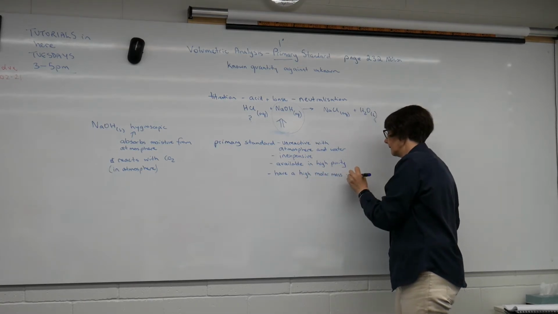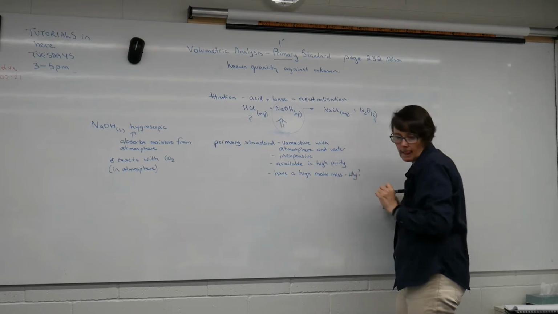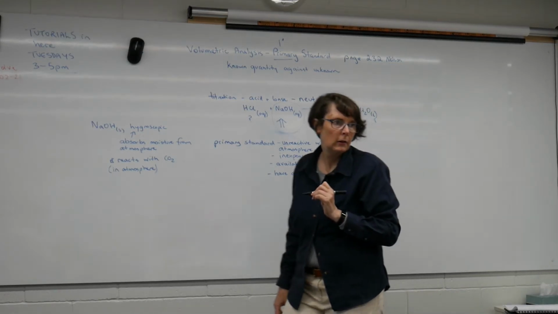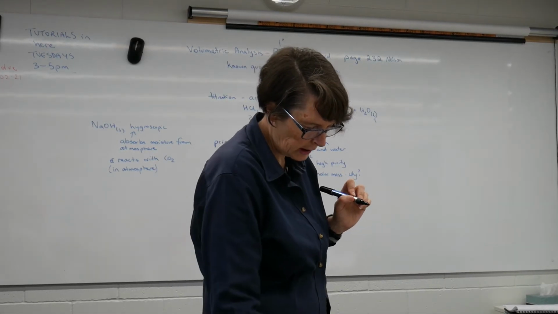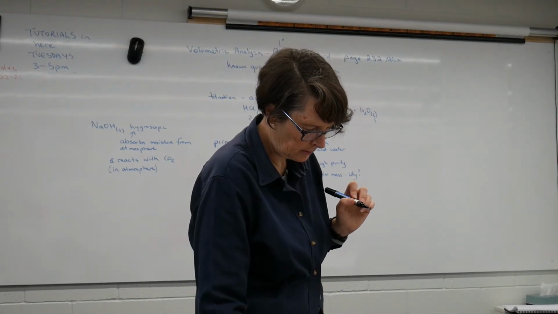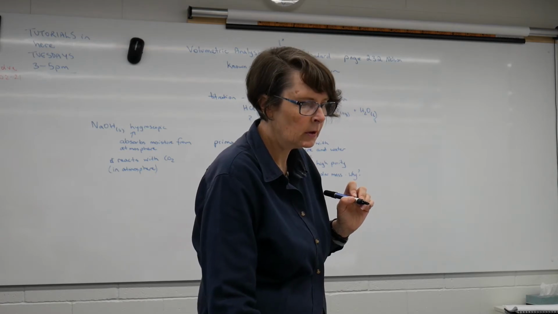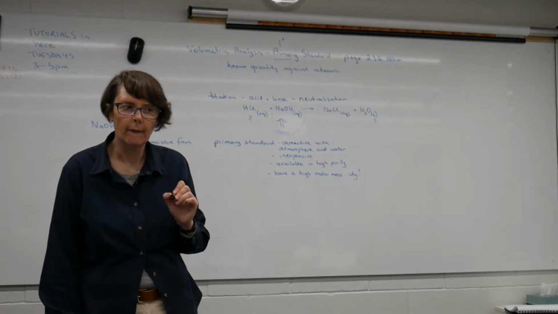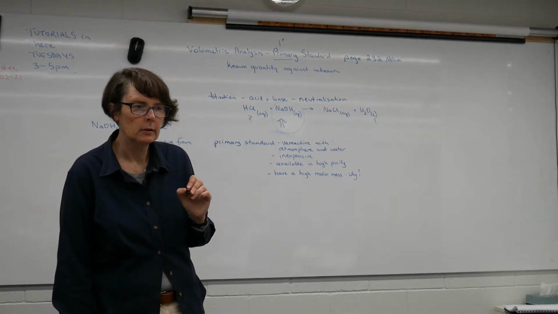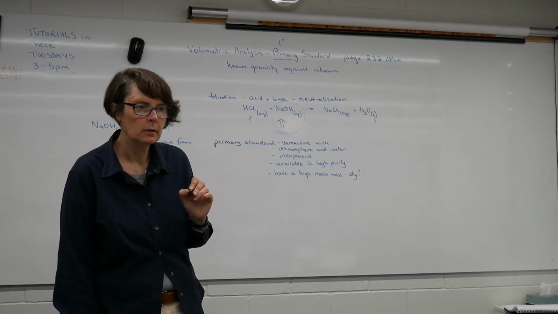Why? So we can measure things with a low molar mass. It makes it more precise. How? If it's a bigger molar mass, that means a smaller amount will be a smaller piece.